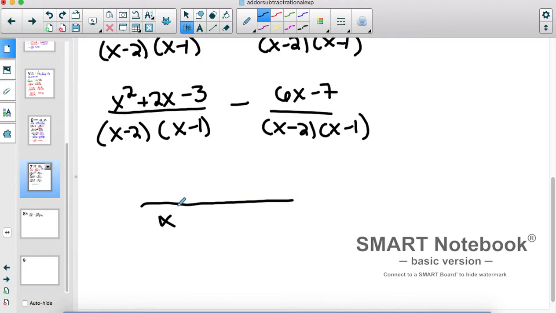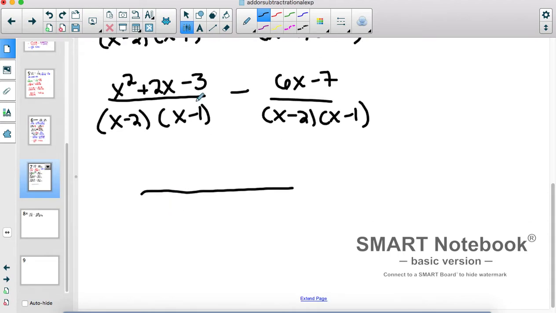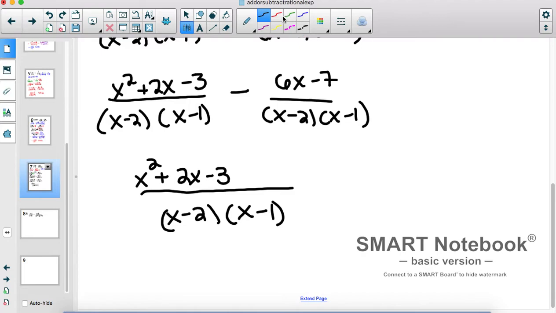So x minus 2, x minus 1. Okay, the top. So we have x squared plus 2x minus 3. Okay, again, you see this minus right here? It's saying minus this whole thing. So this minus has to get distributed. So minus 6x, and then negative 1 times negative 7 is positive 7.